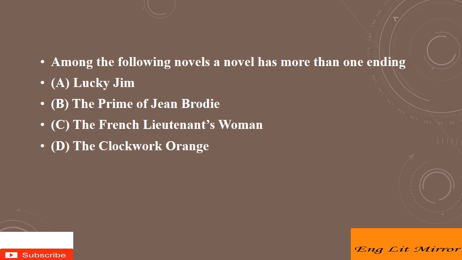Among the following novels, which novel has more than one ending? Options: A. Lucky Jim. B. The Prime of Miss Jean Brodie. C. The French Lieutenant's Woman. D. A Clockwork Orange. The answer is option C, The French Lieutenant's Woman.